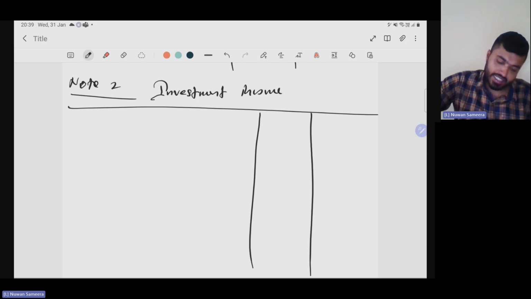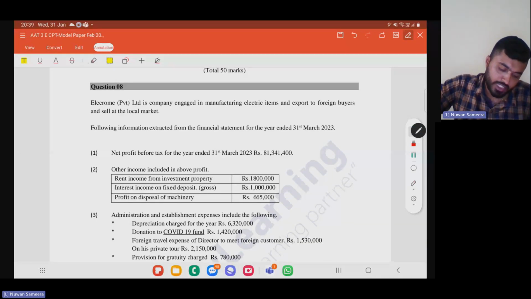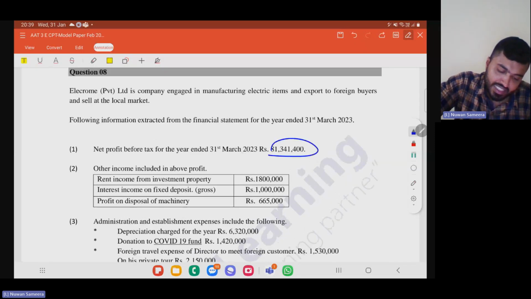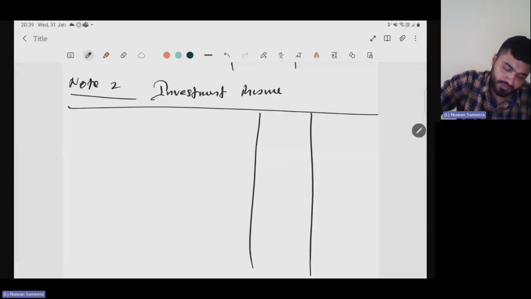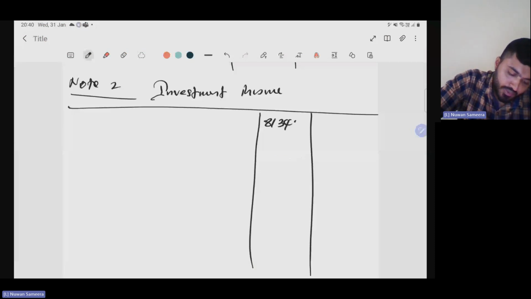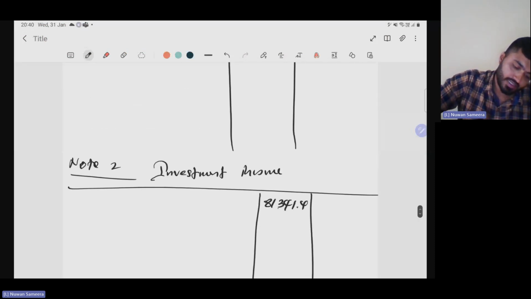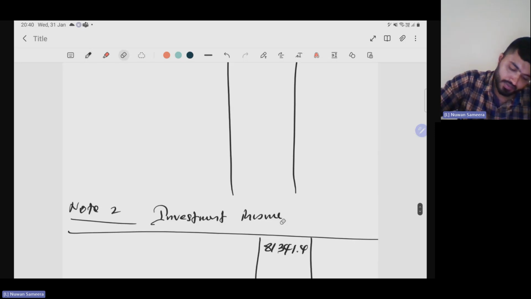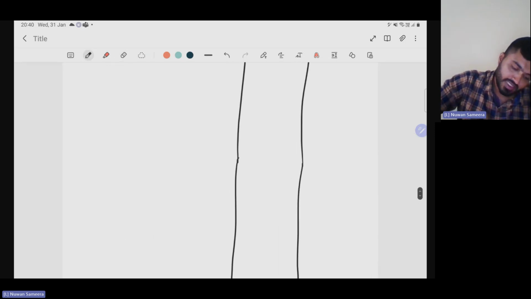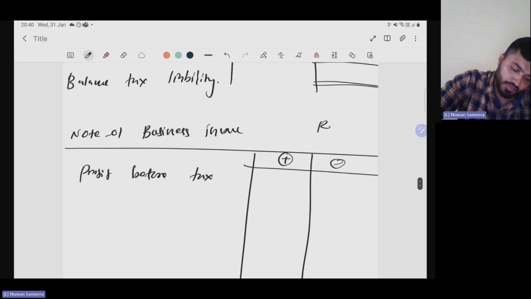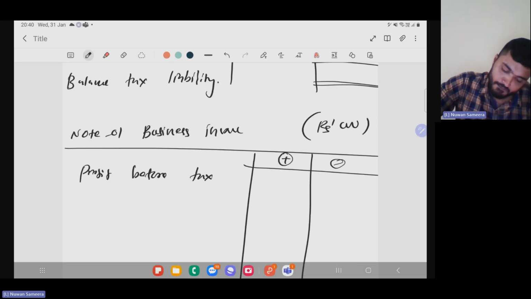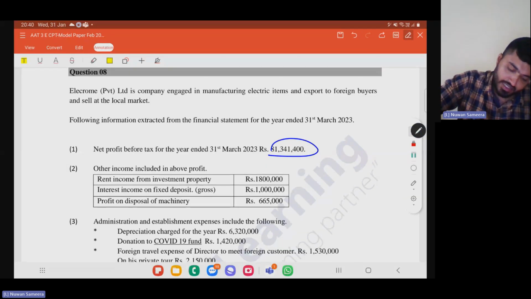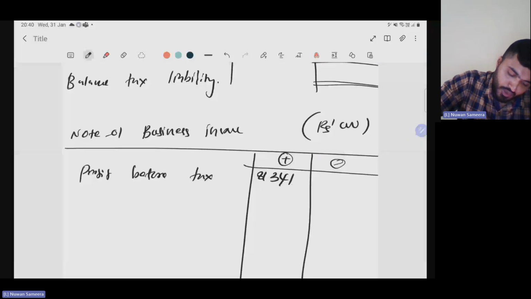So likewise, we'll read the questions very carefully. The following information is extracted from the financial statement of 31st March 2023. The net profit before tax for the year ended 31st March 2023 is given as 81,341.4. Sorry, I made a mistake here. Rupees in thousands, right? So profit before tax is 81,341.4.